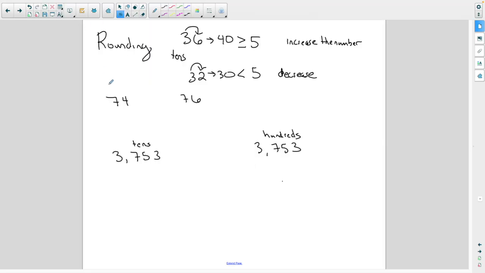Now I'm going to look at these two. We're going to round these to the nearest tens place. Well, it's 4. Is 4 greater than or equal to 5? No, it's not. It's less than. So then this becomes 70. Same thing with 76. Is it greater than or equal to 5? Yes. So then I'm going to increase my 7 to 8 and make it 80.